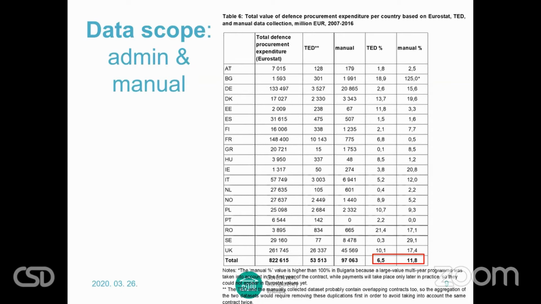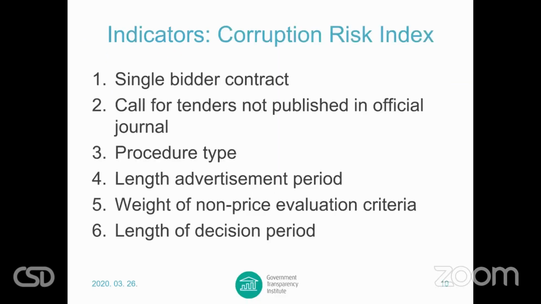A small portion of total spending, so that's 822 billion euros, and TED covers 6% of that, manual covers 12% of that. So overall, we have almost 20% of total spending in our data set. So that's one fifth. That's quite disappointing, but in the end, defense is an extreme case. There's a lot of secrecy here. But also, if you look at the OECD Government at a Glance figures, that data covers between 30 to 40% of procurement spending, according to budget statistics.